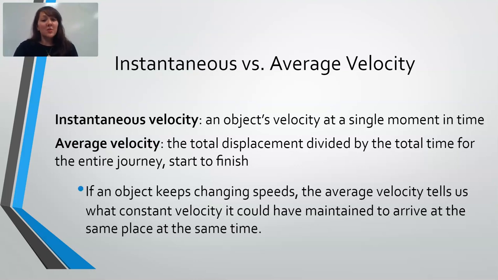Okay? So basically what that average velocity is telling us is, if your battery-powered car weren't speeding up and slowing down and getting a little bit faster and slower along the way, what constant velocity could it have maintained to still arrive at the same location in the same amount of time?